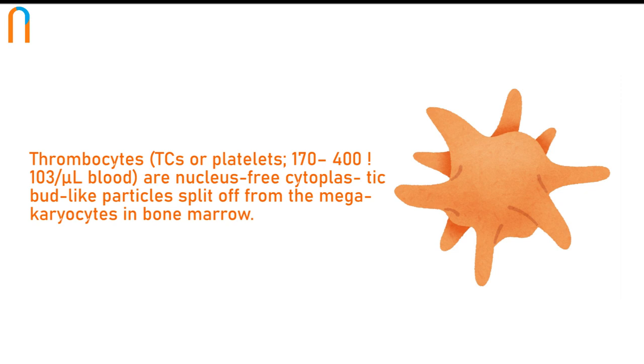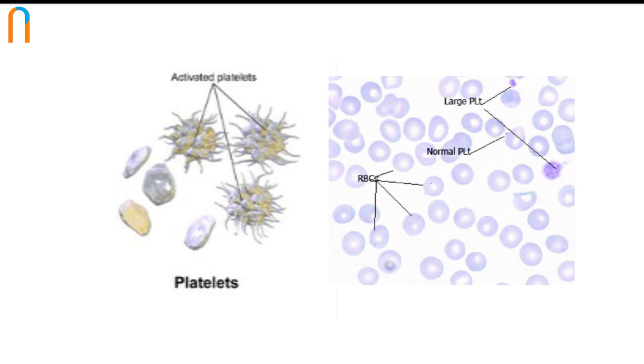Thrombocytes, or platelets, are nucleus-free cytoplasm, bud-like particles split off from the megakaryocytes in bone marrow. A platelet is not a cell, but rather a fragment of cell cytoplasm of a cell called a megakaryocyte that is surrounded by the plasma membrane. Megakaryocytes are descended from myeloid stem cells and are large, typically 50 to 100 micrometers in diameter, and contain enlarged lobed nuclei. Each megakaryocyte releases 2,000 to 3,000 platelets during its lifespan. Following platelet release, megakaryocyte remains, which are little more than a cell nucleus, are consumed by macrophages.